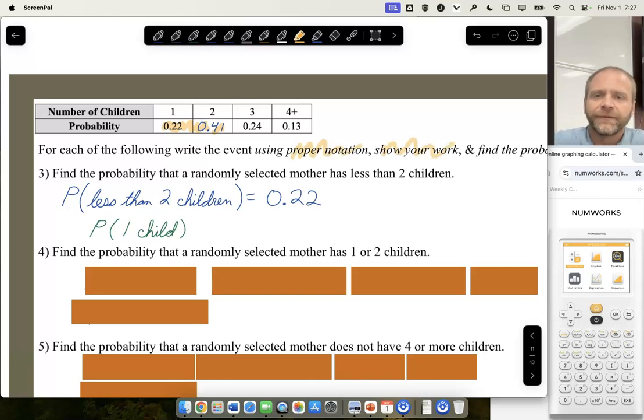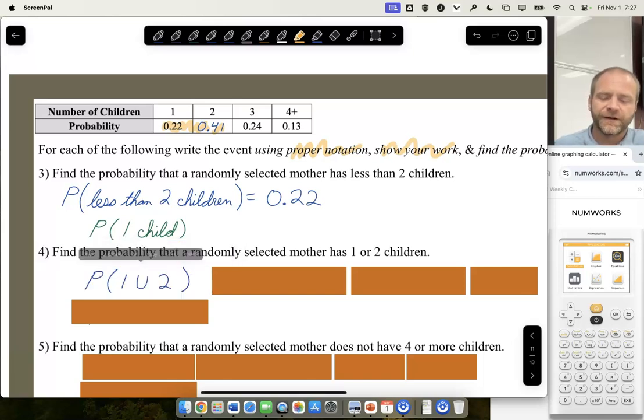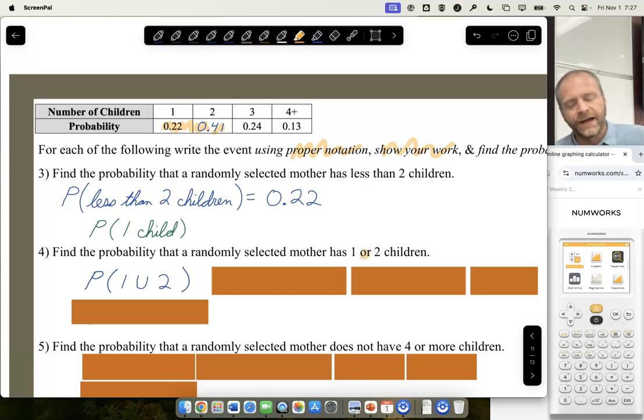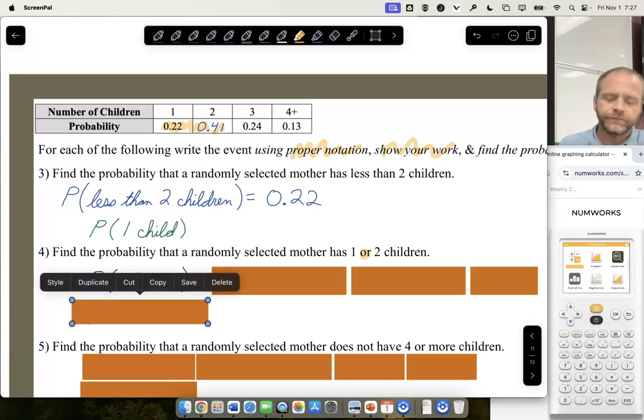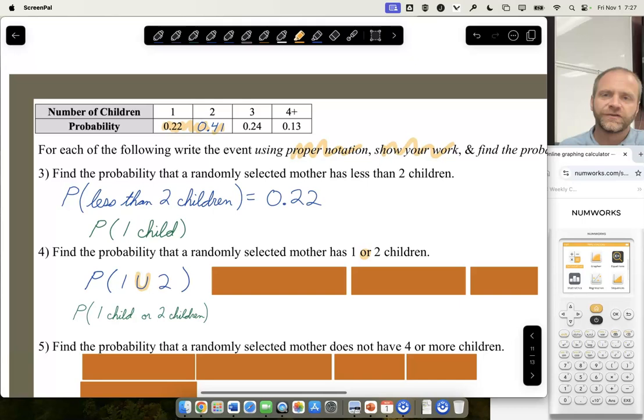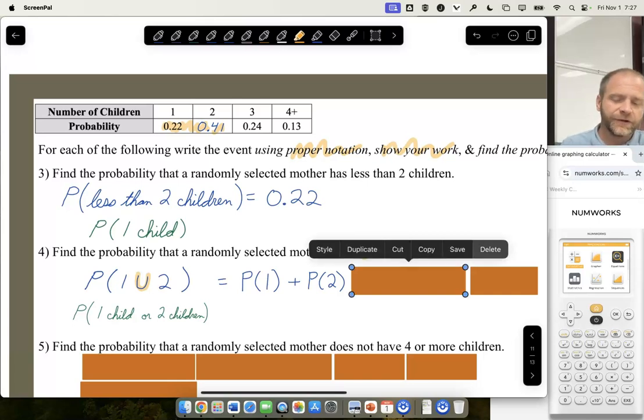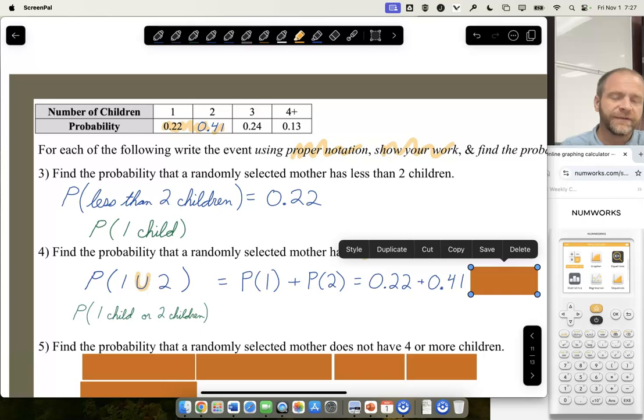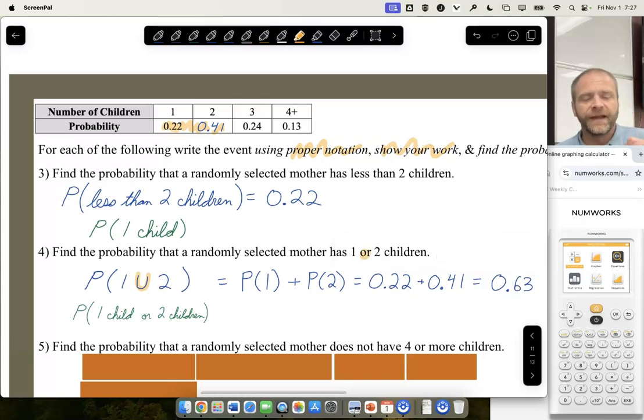Darn. So find the probability that a randomly selected mother has 1 or 2 children. So the probability of 1 or 2. Look at that notation. You see that word or, and look at that boat just floating right there. So we have 1 or 2. In that case, it's 1 child or 2 children. I'm going to add the probability of 1 and add the probability of 2. That is where we got the 0.22 plus the 0.41, which would give me a 0.63 probability. The main notation I want us to remember is that this symbol means or, and that tells us that we are going to add all the different outcomes.